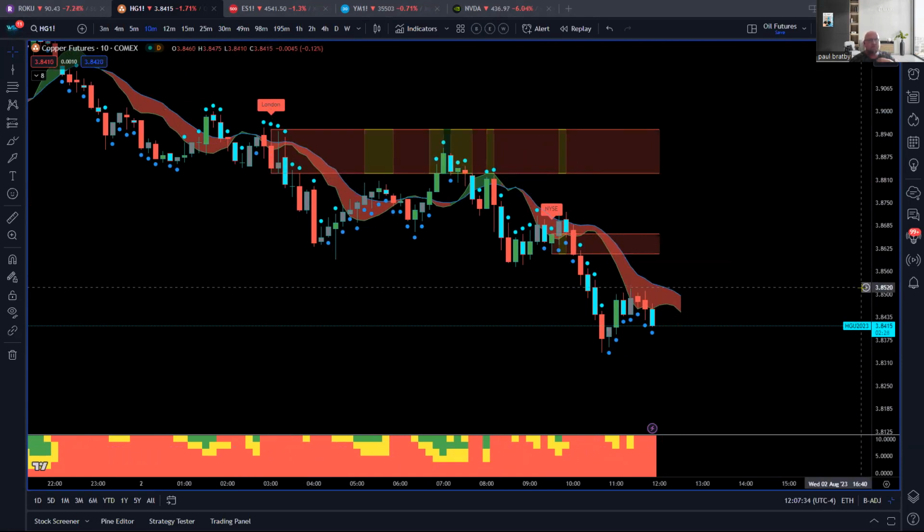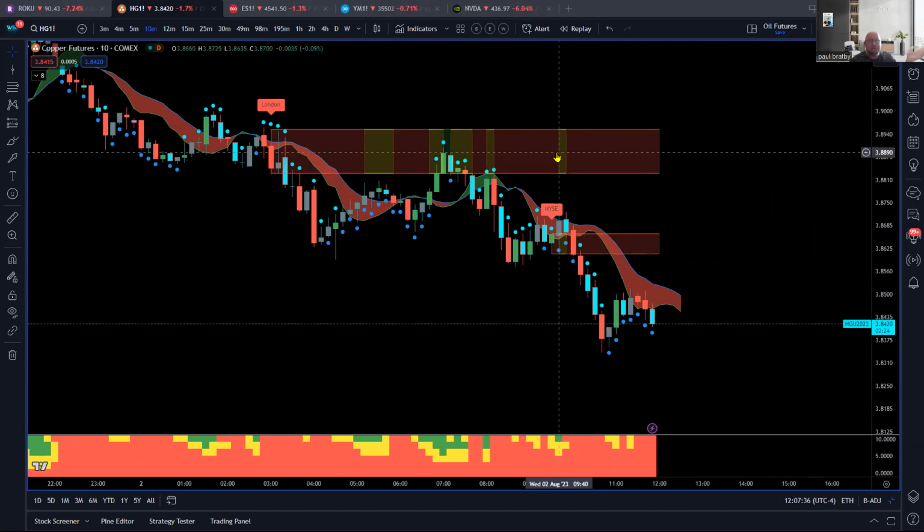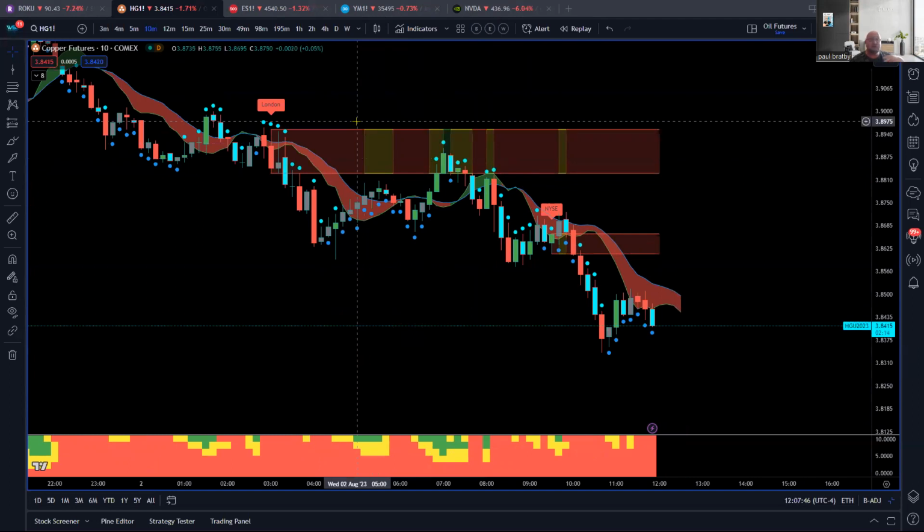Why not NQ? Copper's easier to trade. It's $12.50 a tick. It's more predictable. It doesn't turn around on a penny like NQ and wipe out. This is so easy to use.